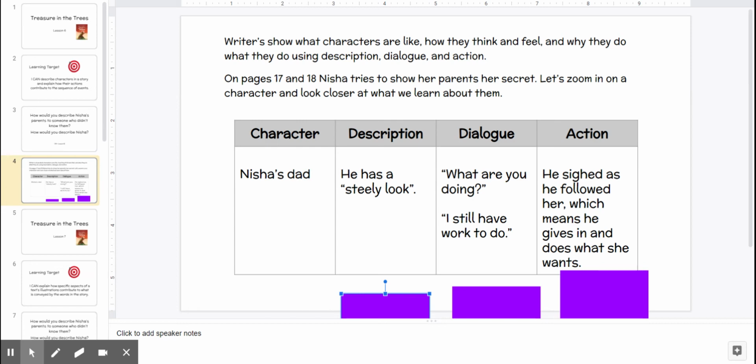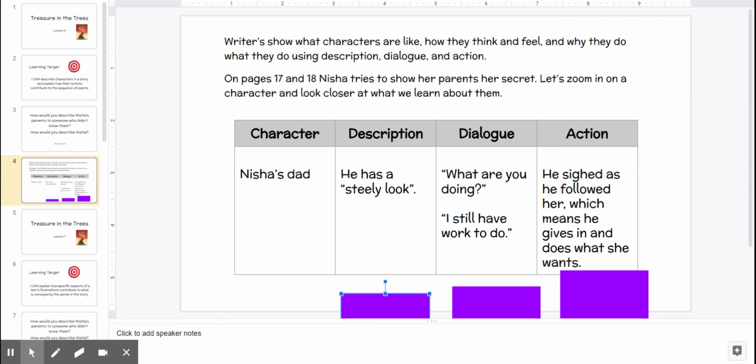Okay? So when we put all these things together, right? His look, the way he's looking, the things that he says, the way he says it, and then his actions, right? He sighs but still follows her. That makes me think that Nisha's dad is someone who's maybe very impatient, right? He doesn't have a lot of time right now to be doing this, and her parents kind of aren't taking her seriously in this story so far.